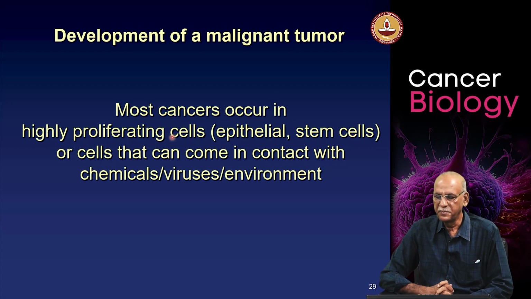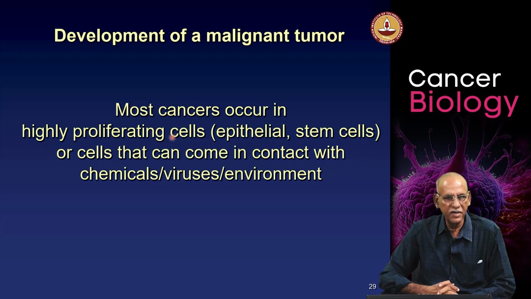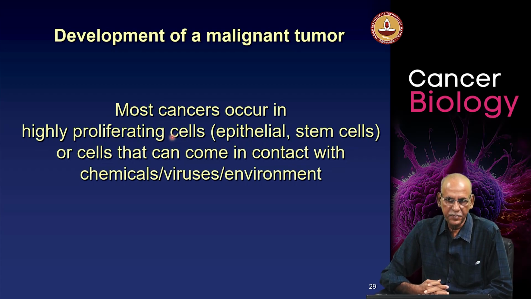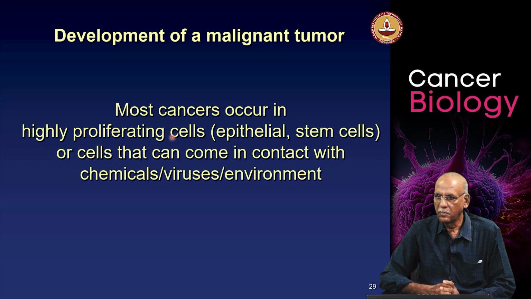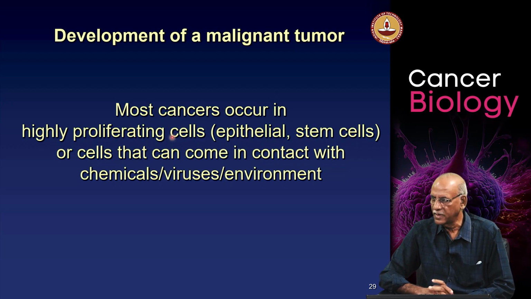The question is, I just defined that highly proliferating cells get cancer. So, heart cells do not divide that much. In technical terms, they have a low mitotic index. It does not mean they cannot get cancer, they can, provided there are some issues with the signaling mechanisms. If some abnormalities happen, then they can also get cancer.